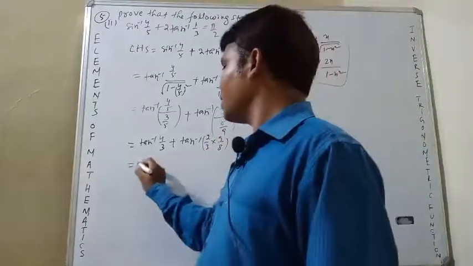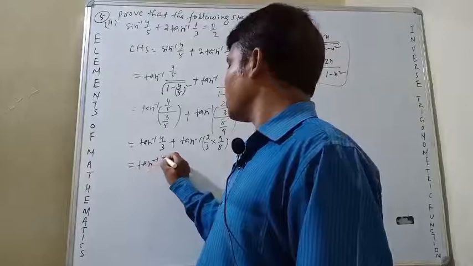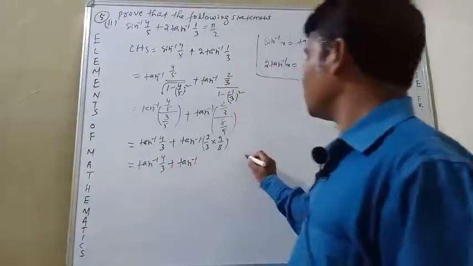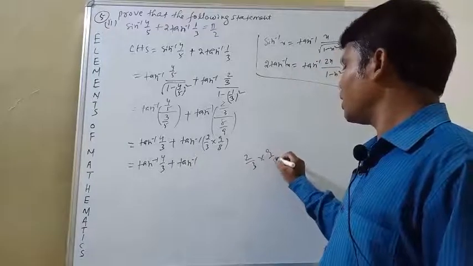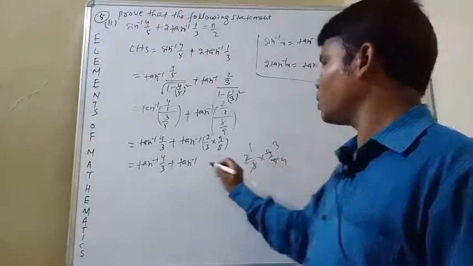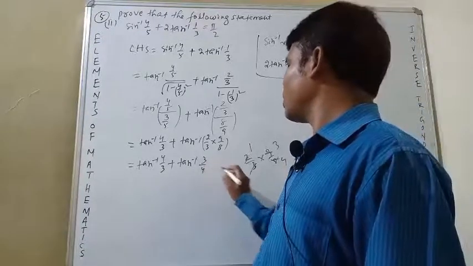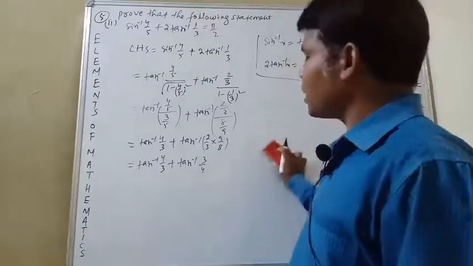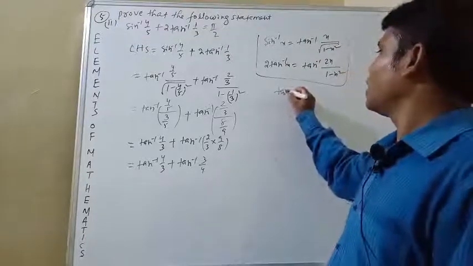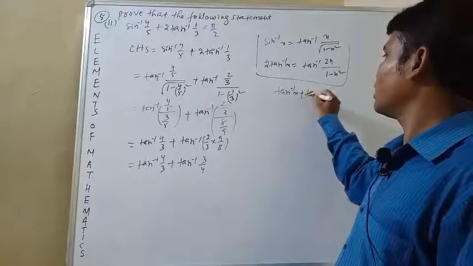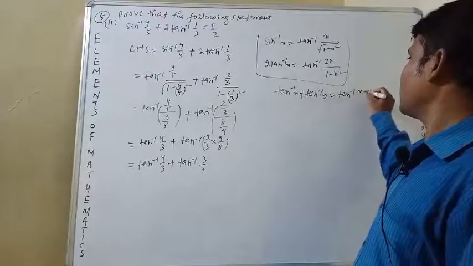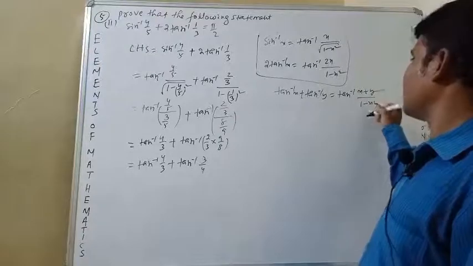This is equal to tan inverse 4 by 3 plus tan inverse of 2 by 3 into 9 by 8. Cancelling, 3 threes are 9, 2 fours are 8, that is 3 by 4. Next I can use the formula: tan inverse x plus tan inverse y is equal to tan inverse of x plus y by 1 minus xy.